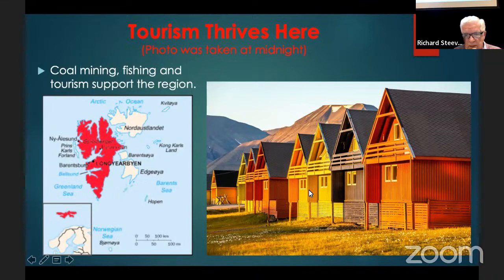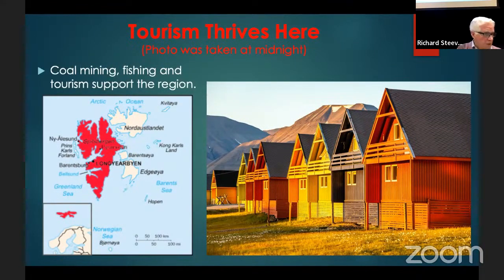This picture was taken at midnight, so the sun in the summertime doesn't set, and these are where the people live who were manning the power station and the airport, and some tourism. Those are the big industries. Tourism thrives here, and I hate to tell you, but there's also a horrible thing called coal mining. I have a real problem with coal, as I imagine all of you do too. And fishing is important, of course, and tourism, but they've been mining coal there.